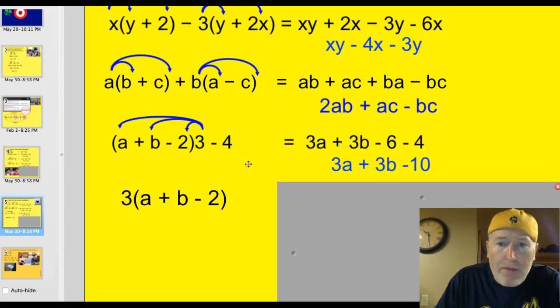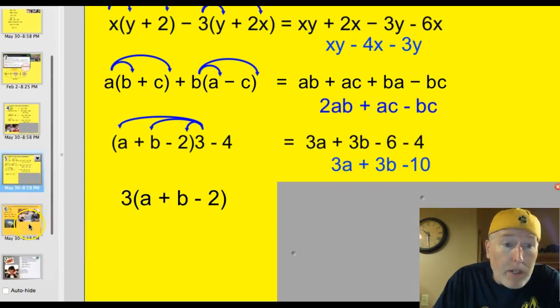So then I've got my 3a plus my 3b. I've got minus 6, and then I also have this minus 4. So I do have some like terms. The a's and b's are separate, but I got a minus 6 and a minus 4. A negative 6 plus a negative 4, well, that's a negative 10. You keep the sign when they're the same like that. Just add them together. All right, I think it's time for you to try a couple on your own here.